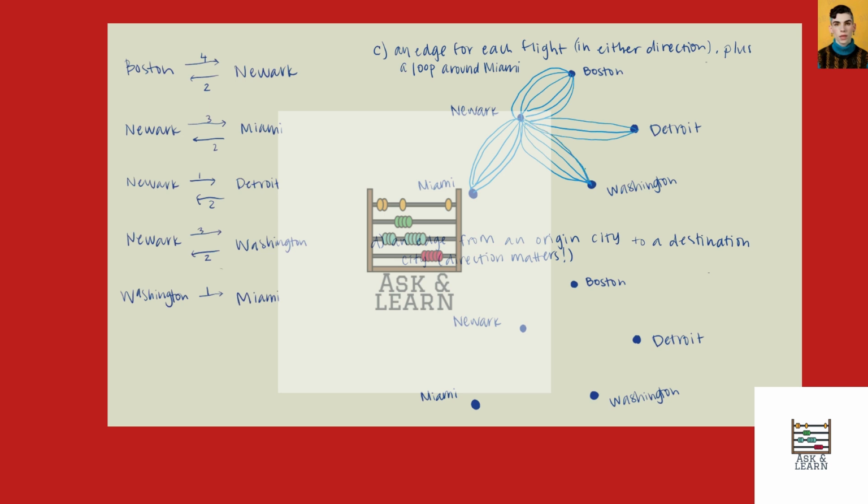That one between Miami and Washington still. But now we're adding in a loop, and of course on a graph that just looks like a circle. So something like that.